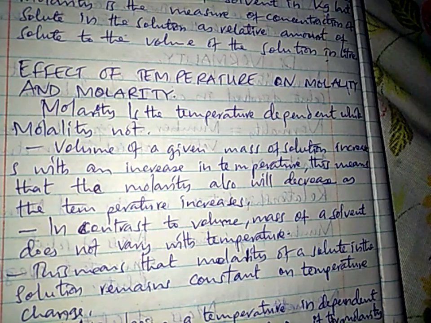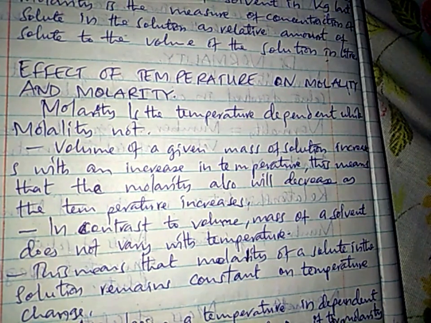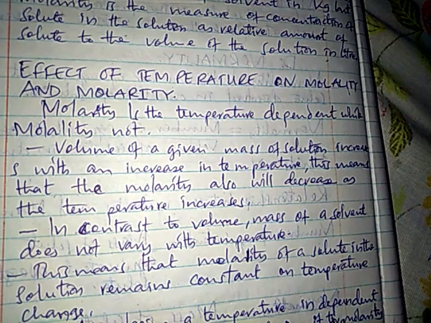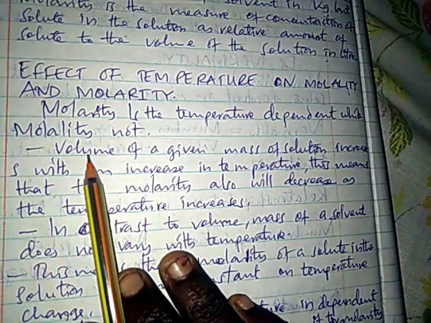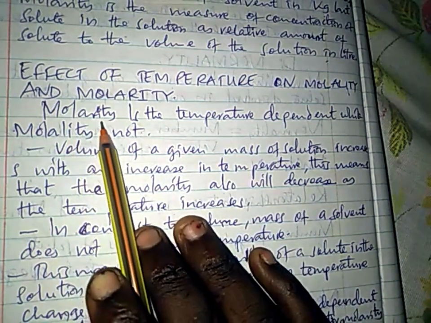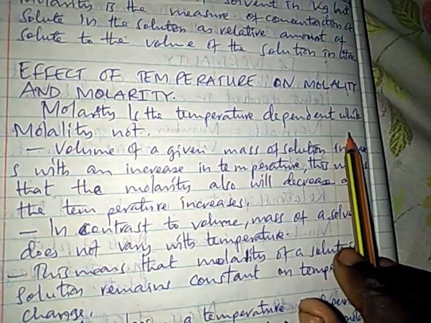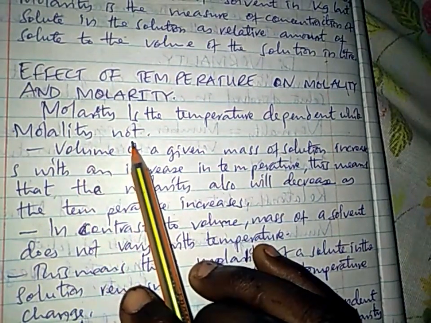Now, we are saying one thing: because the volume of a solution is affected by temperature, and the mass of a solution is not affected by temperature, the quantity which depends on volume is the one which will be affected by temperature. So because molarity is affected by temperature, if we change temperature it will also be affected. So we say that molarity is temperature dependent while molality is not.